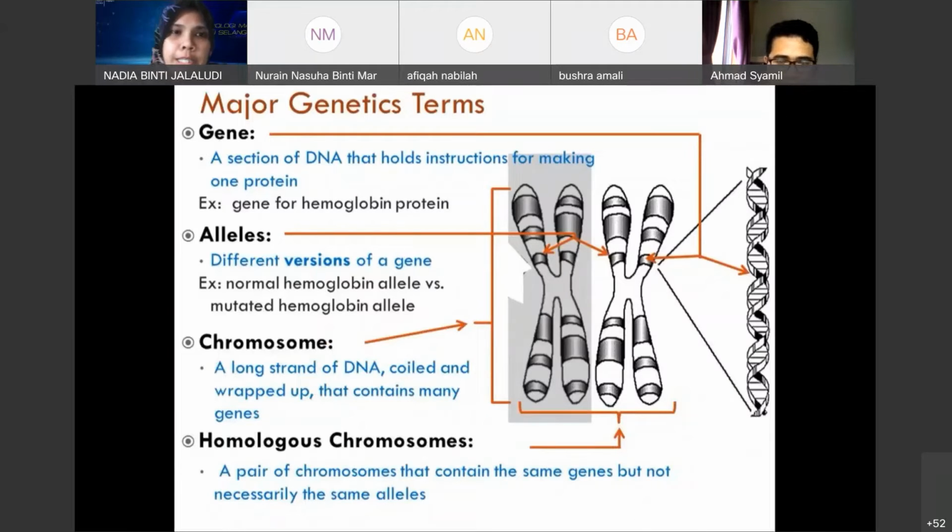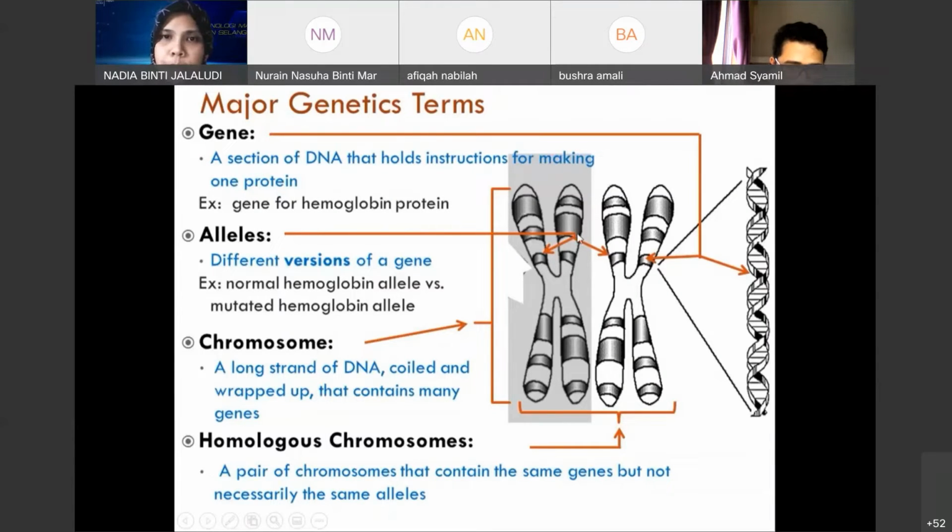Okay. So these are the major genetic terms we mentioned earlier. A gene is a section of DNA that holds instructions for making one protein. For example, the gene for hemoglobin protein. So a gene makes up one protein. Meanwhile, alleles are different versions of a gene. For example, normal hemoglobin allele versus mutated hemoglobin allele.